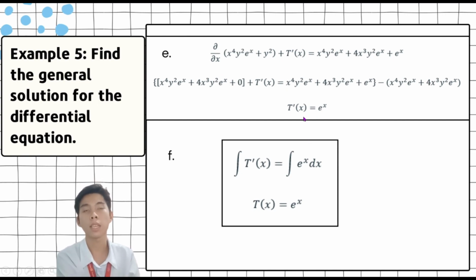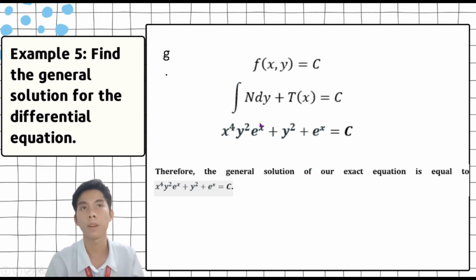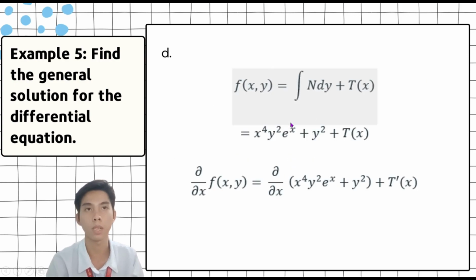So in getting the value of our t of x, we simply integrate both sides. Then we can now get the integral of t prime of x is equal to the integral of e to the x dx, which is equal to e to the x. So the value of our t of x is equal to e to the x. Then the next step is to simply substitute the value of our t of x in the partial equation, which is this one.